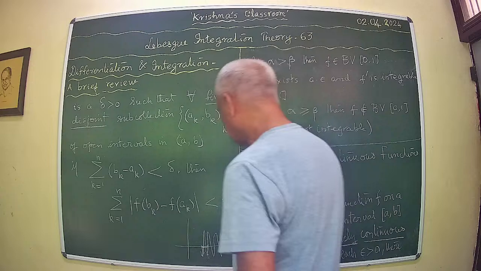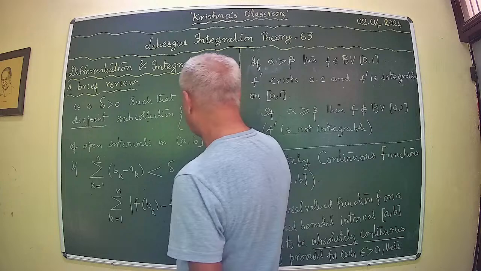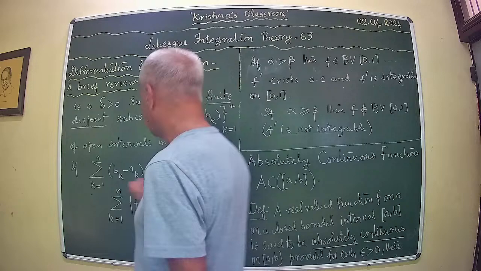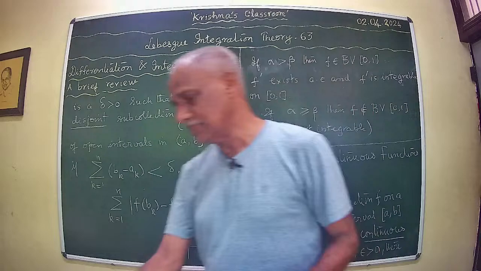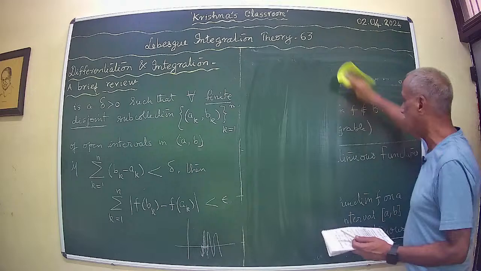What happens is, if you take an interval like this, now you see that the difference is going to be quite substantial here. And then they are going to add up possibly, because we want for all subcollections of this kind, with this less than delta, this sum has to be less than delta. Okay. So this is a greater demand that we make on the oscillation. So it cannot be far too oscillating. This is the whole point that we want.